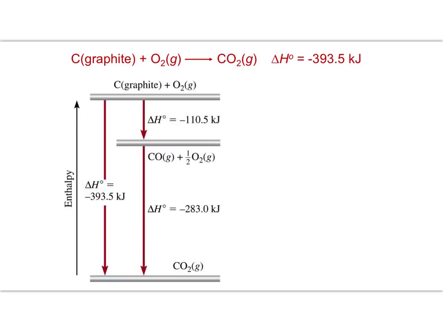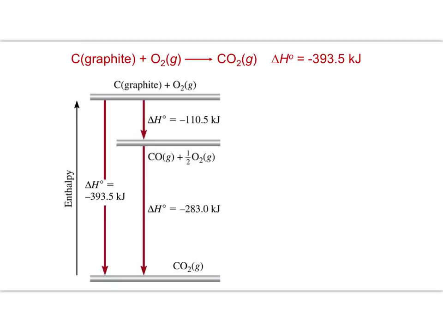Okay. So here we have graphite reacting with oxygen gas to make carbon dioxide. And if this occurs in 1 step, you would get an enthalpy of negative 393.5 kilojoules. It's an exothermic reaction, and that much energy would come out. It's 1 step. But what's illustrated here, what if the reaction occurred in 2 steps?